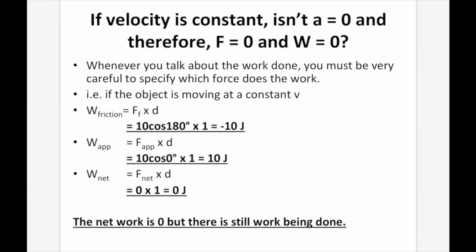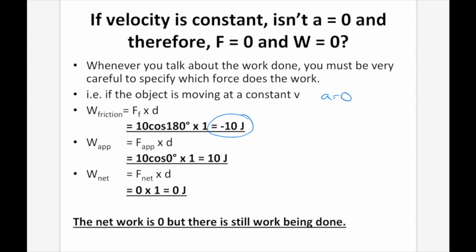Now, if velocity is constant, isn't acceleration 0, and therefore F equals 0 and work equals 0? Well, whenever you talk about the work done, you got to be very careful about what force does the work. So for instance, if the object is moving at a constant velocity, the work of friction is going to be F friction. That's going to be 10 cos 180 because it's going to be opposite direction times 1. Let's just say the distance is 1, and we get negative 10 joules. So the work done by friction, even though the velocity is constant and our acceleration is 0, we still get work done of negative 10 joules.